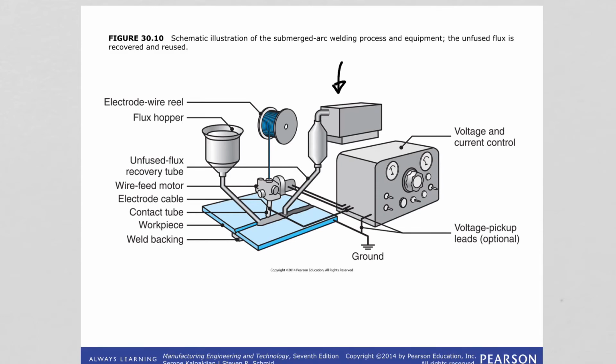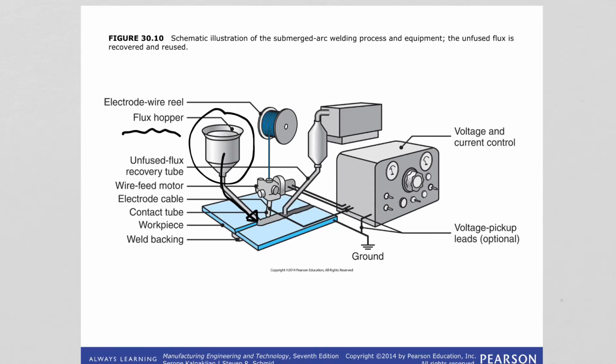I'm sorry, this is the flux hopper here, this one, so not that one. Let's erase that. Okay, so this is where we feed the flux. As you see, it is fed to the process.